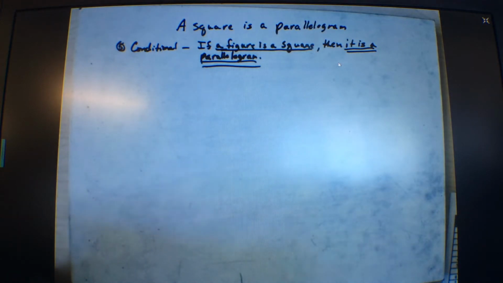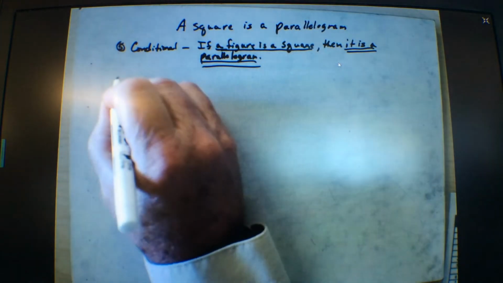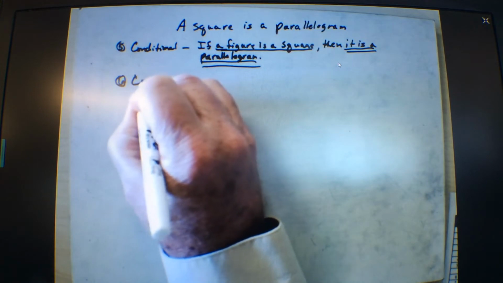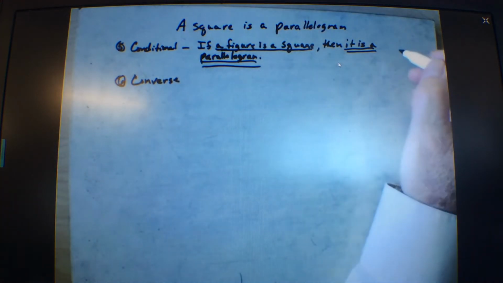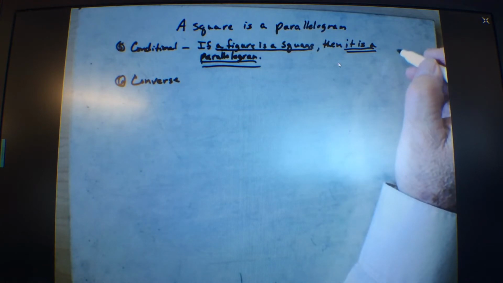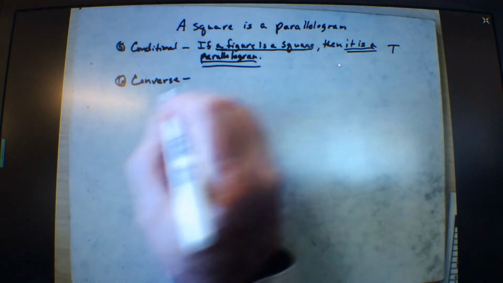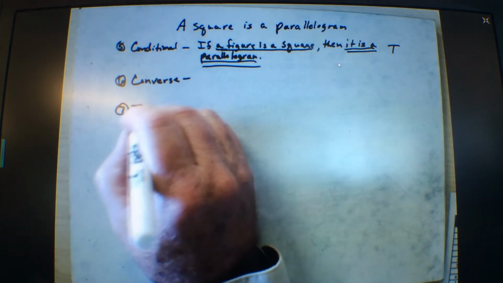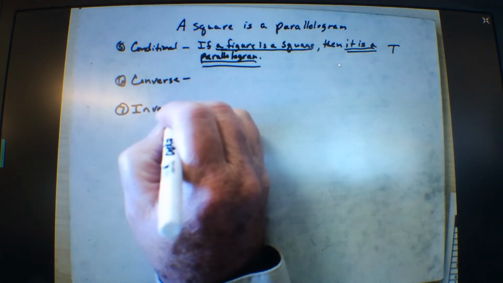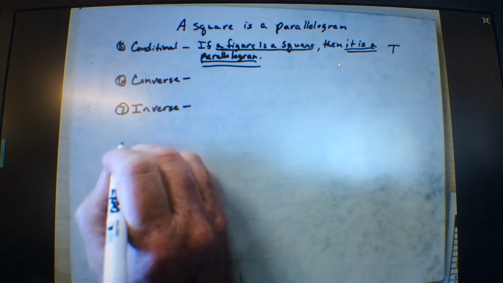Yeah. Okay. So now, number 6, Dylan, you're going to give me the converse. Oh, by the way, was the conditional true or false? It was true. Okay, so Dylan, you're going to give me the converse. Chinny, you're going to give me the inverse. And then Aubrey, you're going to give me the contrapositive.